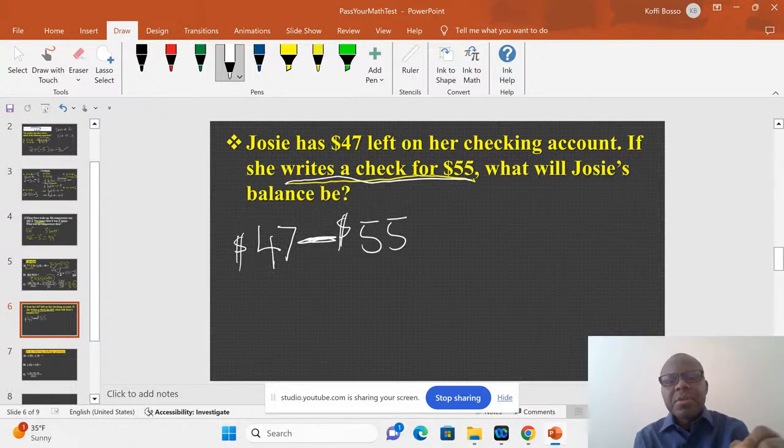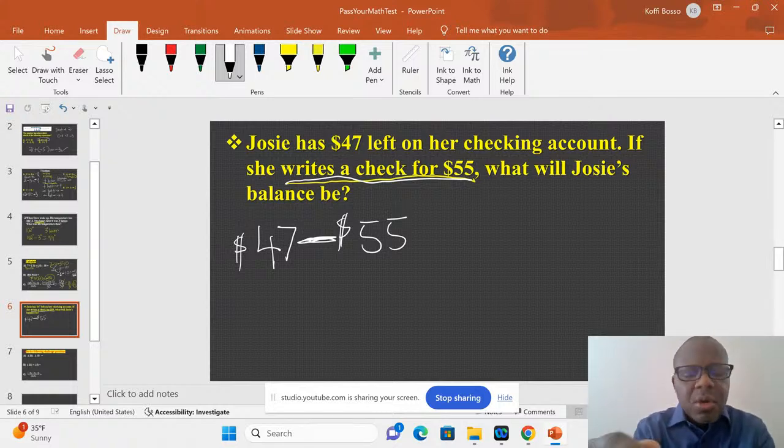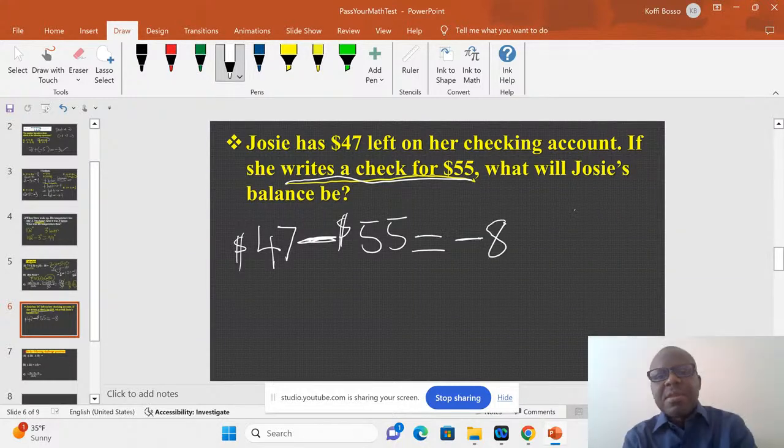So here we are doing 47 minus 55. Why is it not 47 plus 55? It's not a plus because here they are writing a check. So when they are writing a check, it's a subtraction. Now, in case they say a deposit, it has to be addition. So if the person made a deposit of $55, in that case, you're going to add the 55. So what is 47 minus 55? It is negative 8.